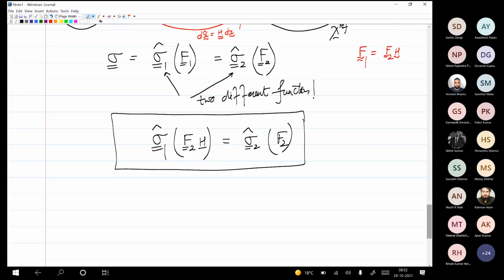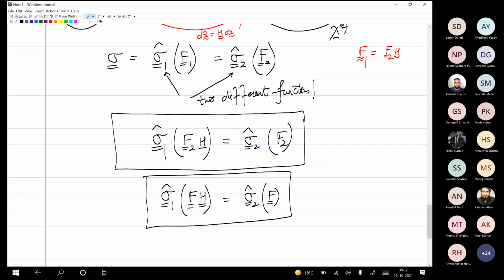Okay. And then F2 is like a general deformation gradient. It depends on the deformation. So F2 is arbitrary. So we can finally say that sigma 1 hat, instead of F2, we just write F, FH is the same as sigma 2 hat of F. Okay, are you guys okay with me so far?